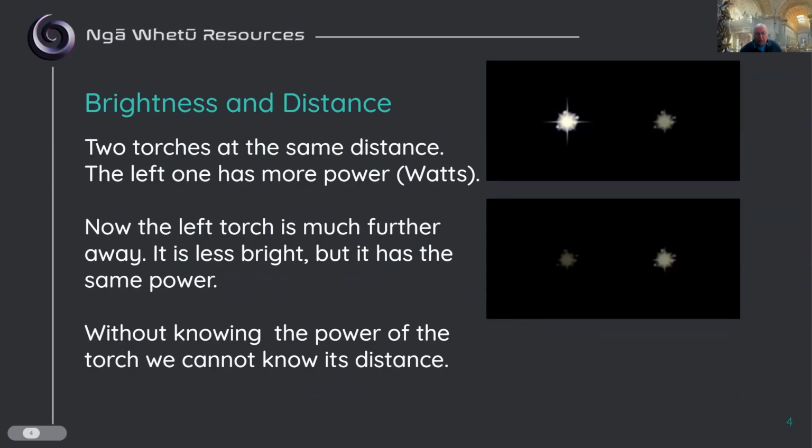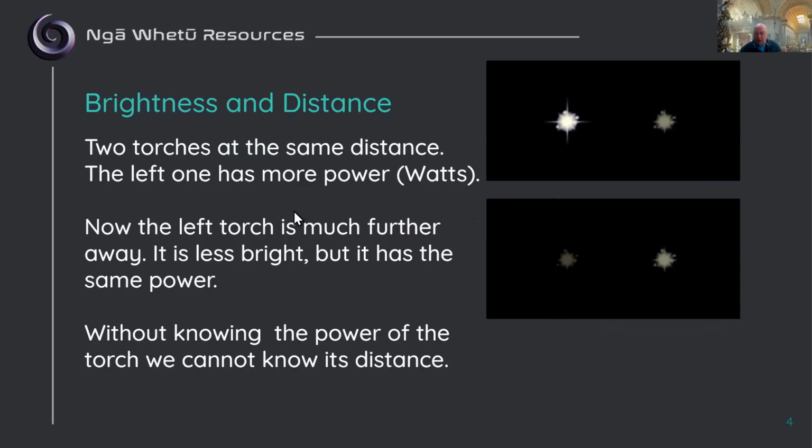Now let's go back to the brightness and distance. This is a very simple thought experiment. You can actually do this yourself with a couple of friends as well. You have two torches, and one torch is brighter. It has a larger number of watts in its light bulb than the other one. The one at the left here in the top image is the brighter one. They are at some distance from you as you observe, and they are at the same distance. Well, the more powerful one is visually brighter than the other one.